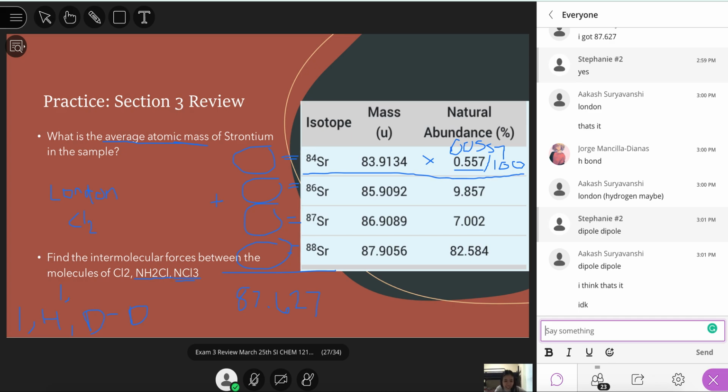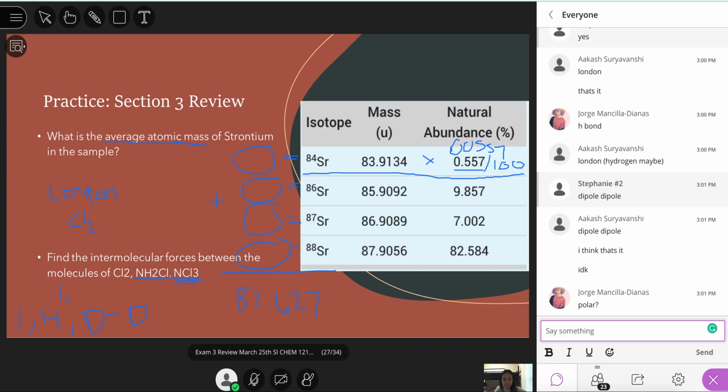Because that's right, it's not just London, there's something else in there. And we know it's not hydrogen bonding, because there's no H in there, so it can't be hydrogen. What else is in there? What kind of bond is this? NCl3, what type of bond do we have here? Polar, exactly. You have polar bonds.